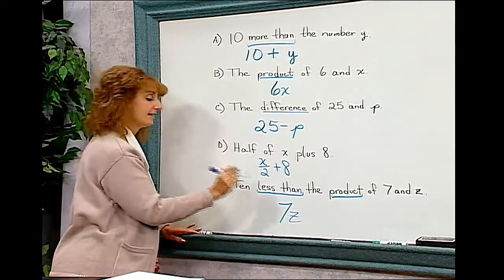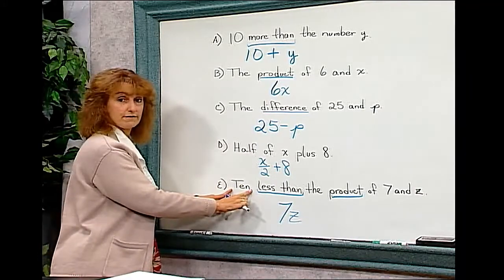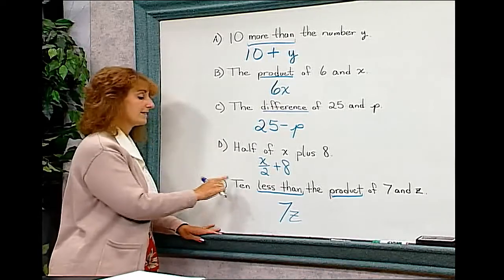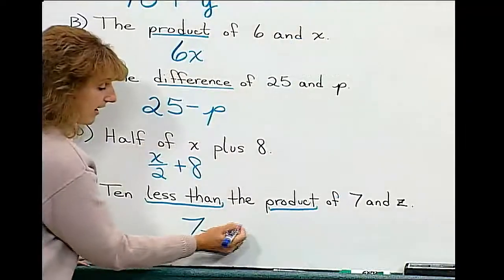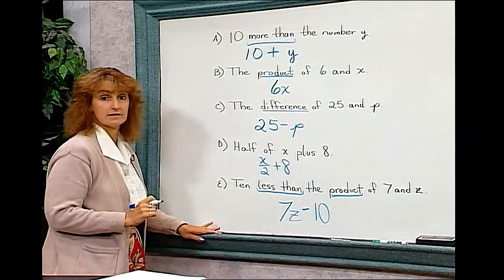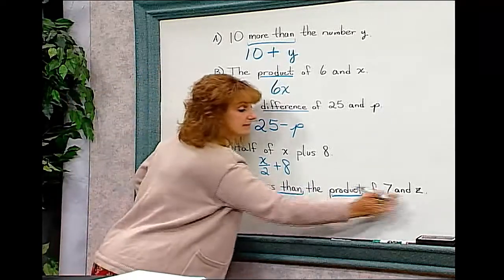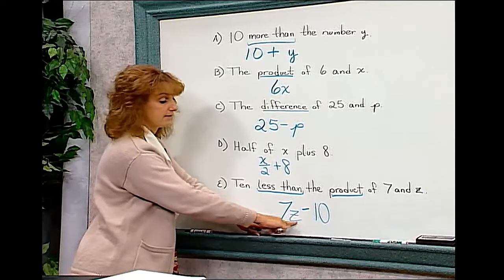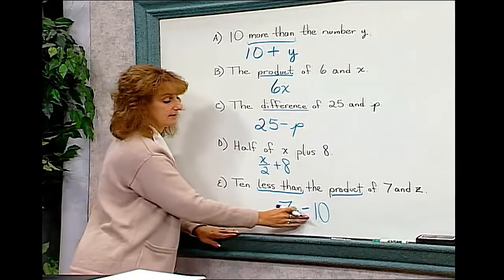I want 10 less than this. Even though that 10 is written first, we have to think logically what that means. If I want 10 less than this, then I have to subtract 10 from it, and the minus 10 goes at the end. So 10 less than the product of 7 and z. Here's our product of 7 and z. This is 10 less than that. So we write 7z minus 10.